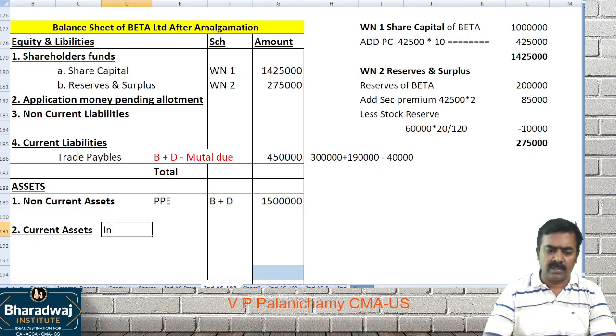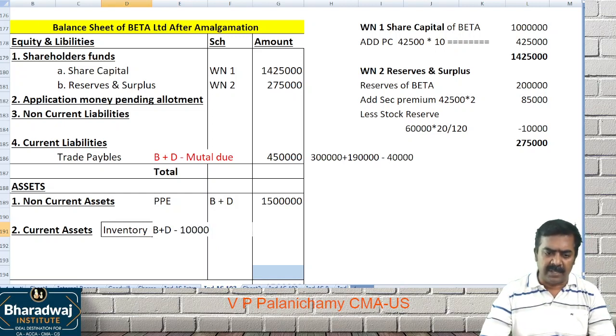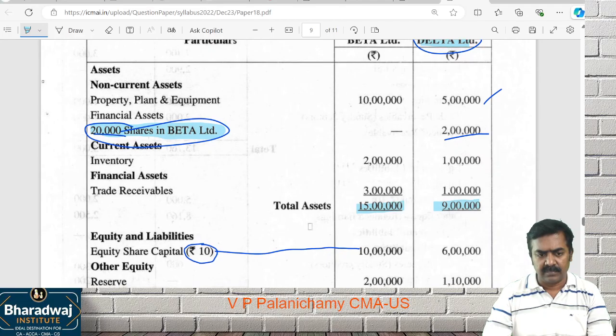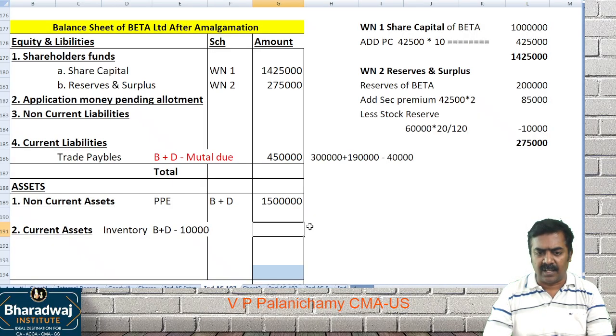Current assets include inventory, Beta plus Delta minus the stock reserve of 10,000. Beta plus Delta minus 10,000. Inventory 2 lakhs plus 1 lakh minus 10,000.